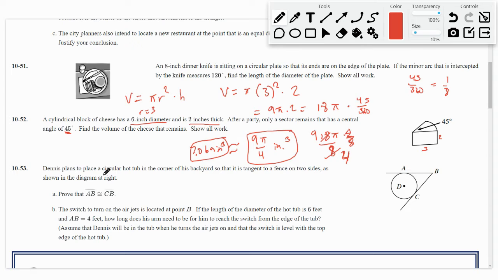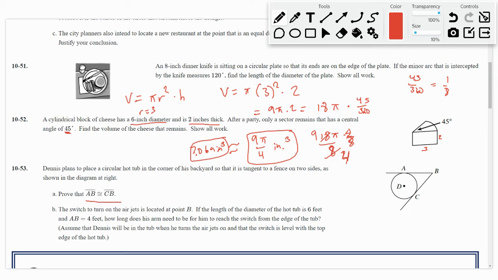All right, 10-53. Dennis plans to place a circular hot tub in the corner of his backyard so that it is tangent to a fence on 2 sides, as shown in the diagram. Our first goal is to prove that AB is congruent to CB. Now, with this in mind, we have to first know, okay, well, what's going on in this picture? Well, we do know that we have tangents here, right? Going from BA to the circle D and BC to the circle D.